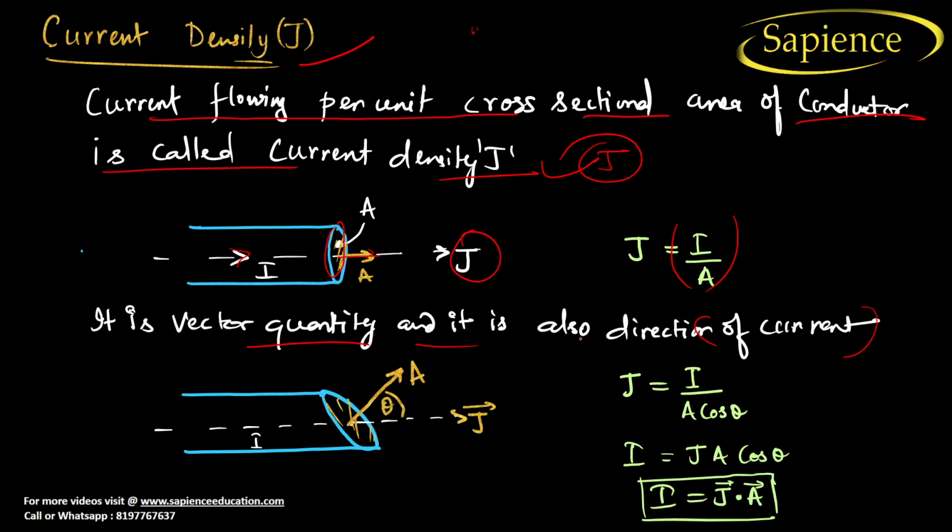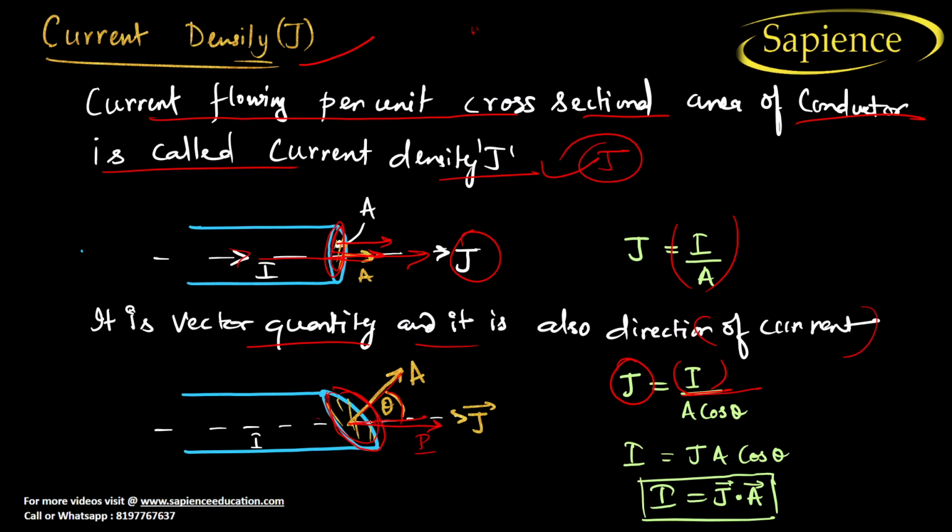But it is not always the case that the area of cross-section will be perpendicular to the applied current. See here, the current direction is this, and the area vector is this. Now, let us consider the area is like this and it is making an angle theta with the direction of current. So the area vector and the current direction make an angle theta. So J is the current flowing per unit area. The current is not flowing through the whole of this area.